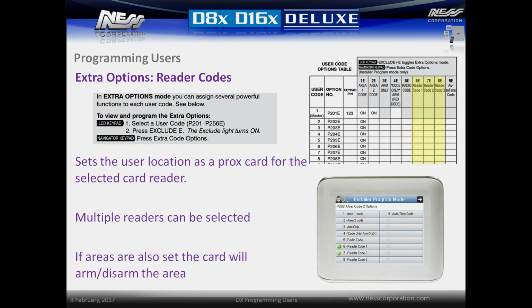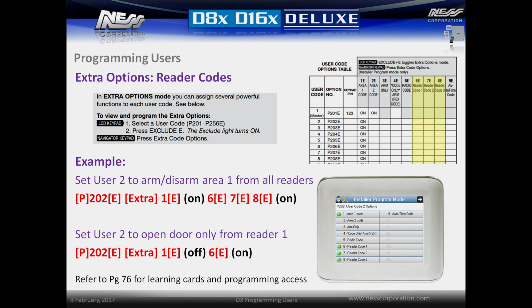Extra code options 6E through 8E set the user location as a prox card for the selected card reader. Multiple readers can be selected for a user. If areas are also selected, the card will arm and disarm the selected area. For example, to select user code 2 to arm and disarm area 1 from all readers, select P202E, go into the extra options, ensure that 1E is on, and that 6, 7, 8E are all on. To set up user code 2 to operate a door only from reader number 1, enter P202E, extra options, ensure 1E is off and 6E is on.